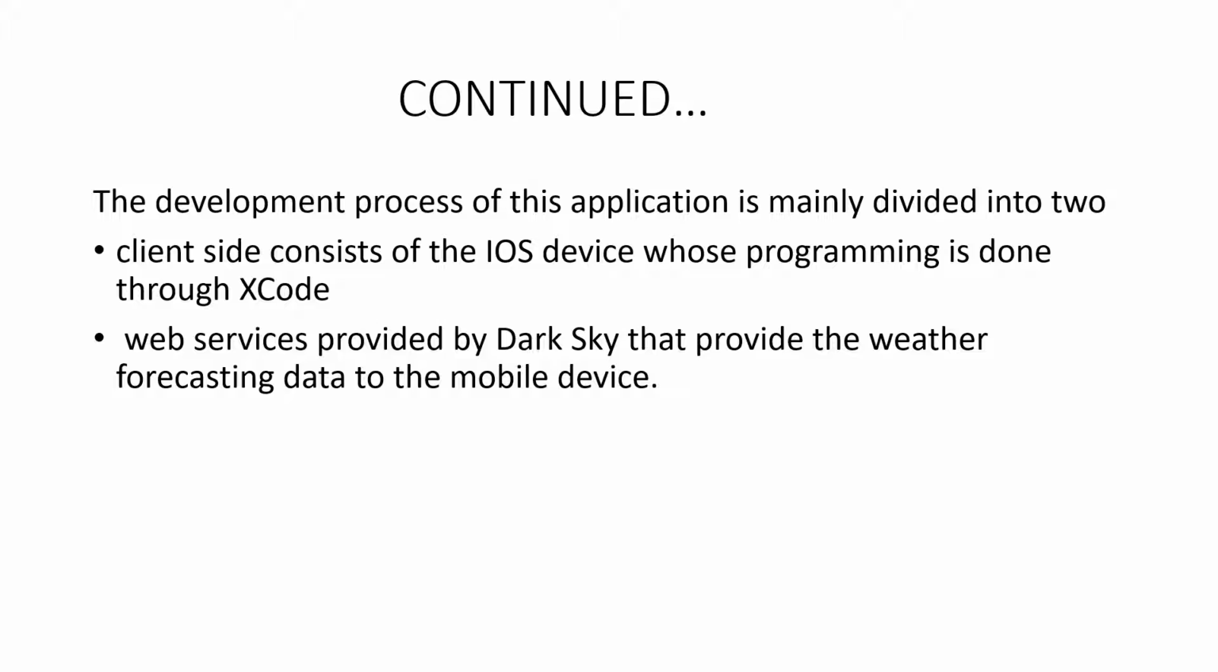The development process of the application is divided mainly into two parts. One is the client side with the iOS device, where the programming is done on Xcode. And the second one is the web services provided by Dark Sky to forecast the data to the mobile services.